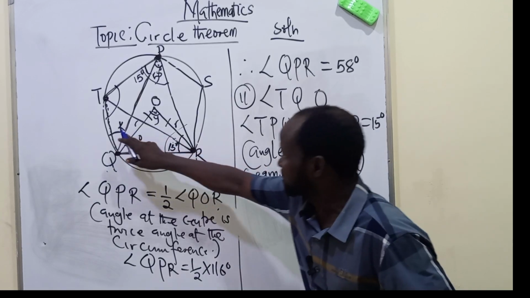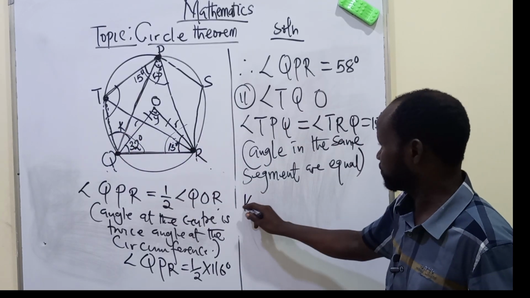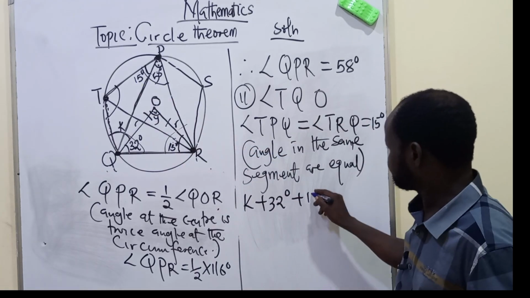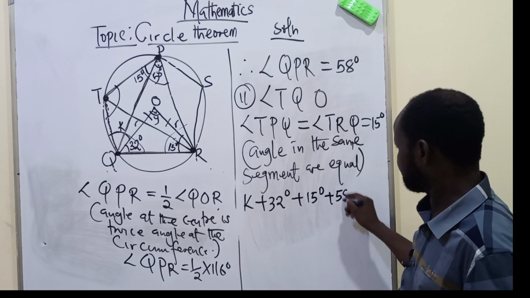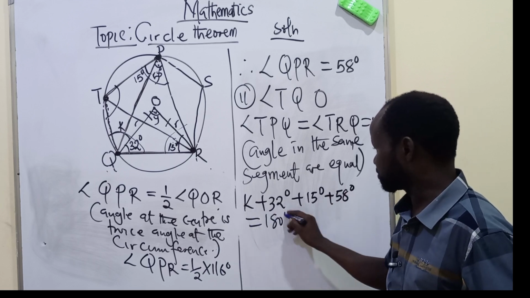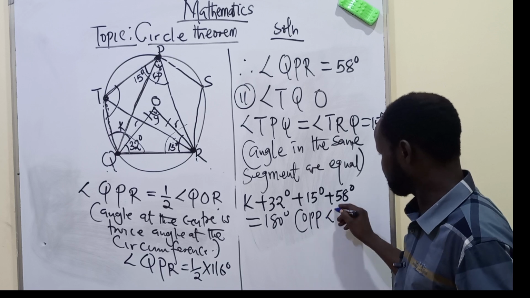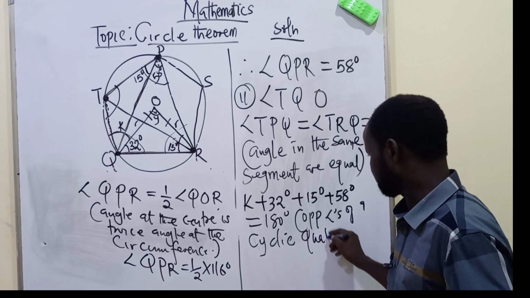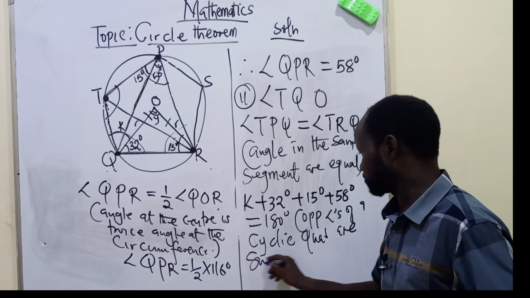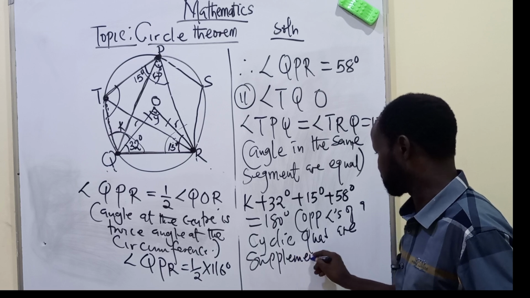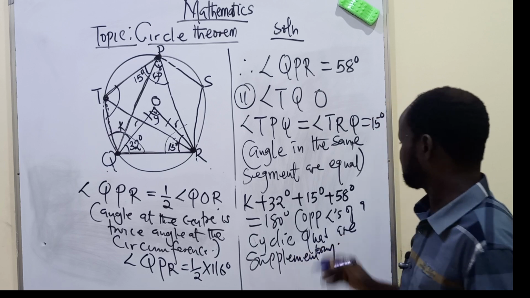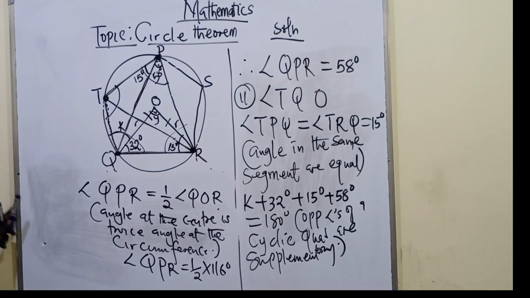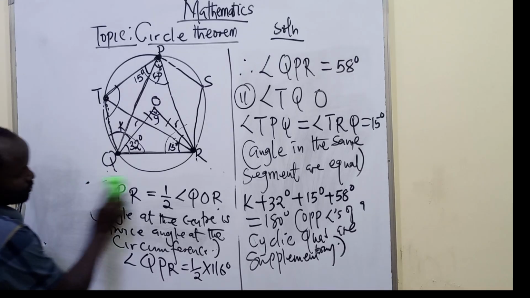So we can easily find this K, which is the angle that we are looking for. So K now plus 32 degrees plus 15 degrees plus 58 degrees will be equal to 180 degrees. Opposite angles of a cyclic quadrilateral are supplementary. Supplementary means sum up to 180 degrees. So we can easily find angle TQO now.